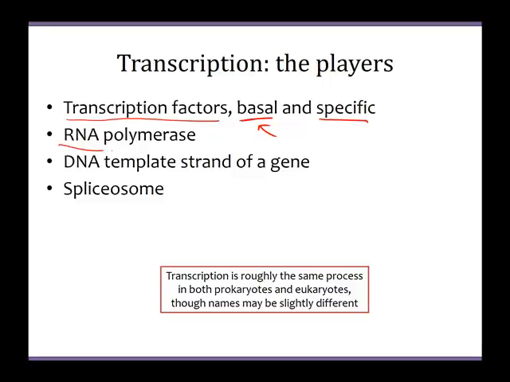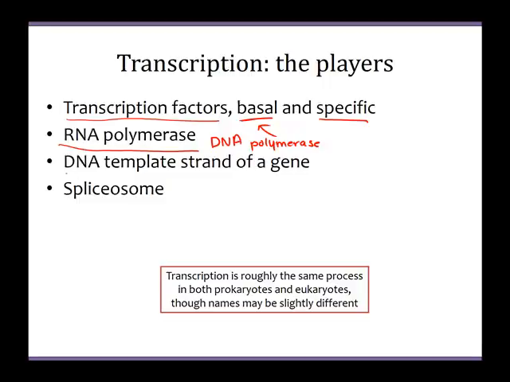We need an RNA polymerase. And be careful, this is different from the enzyme we saw previously. Previously we saw DNA polymerase. DNA polymerase makes DNA. RNA polymerase makes RNA.